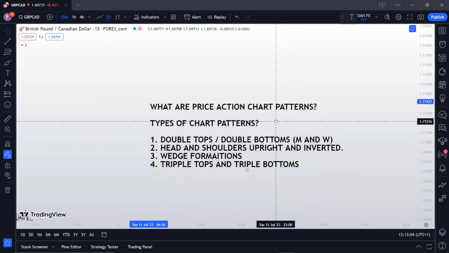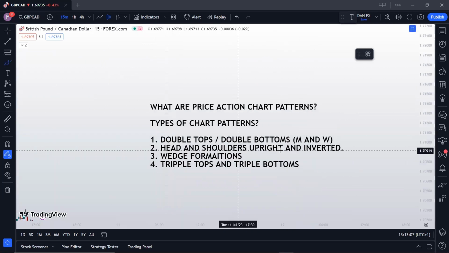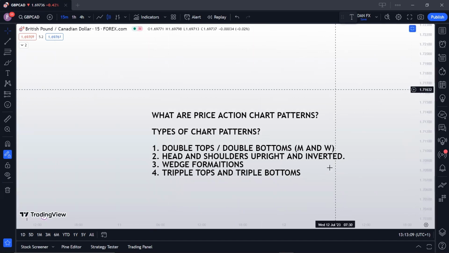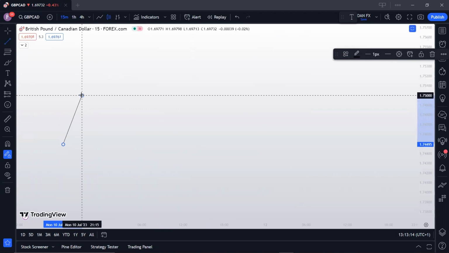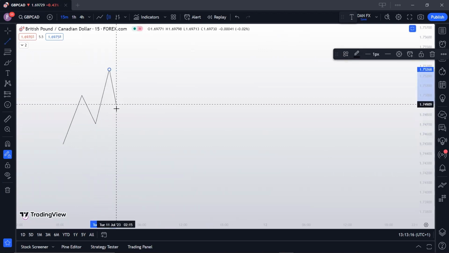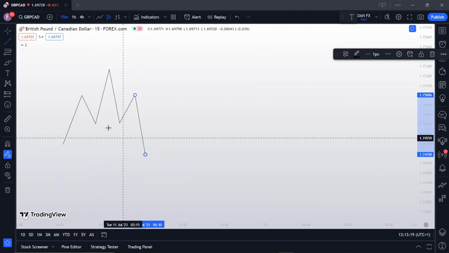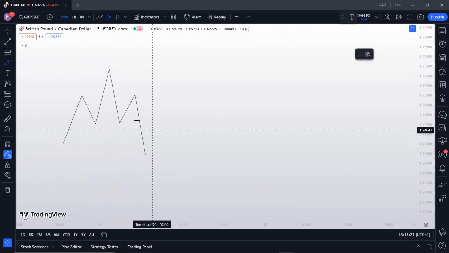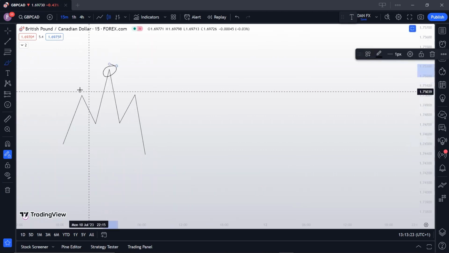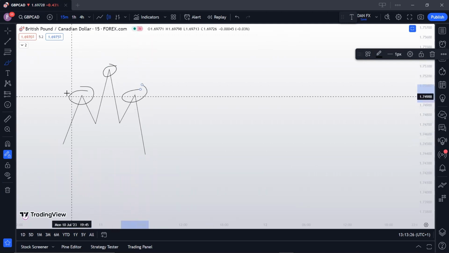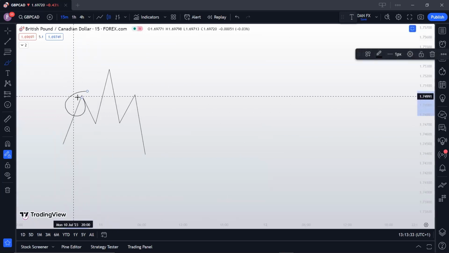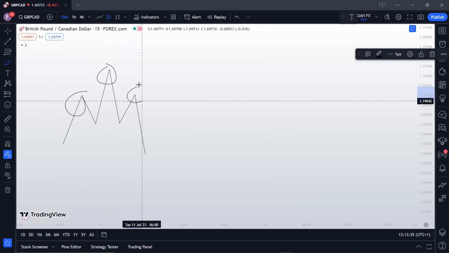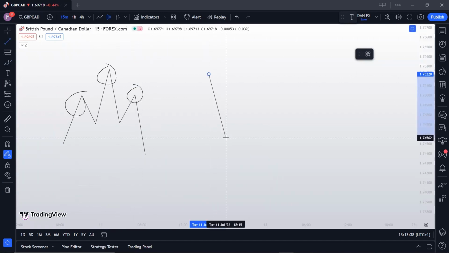So the second one we're going to be going over is the head and shoulders pattern, the upright and the inverted. Now, the head and shoulders pattern is very easy. They call it the head and shoulders pattern because it basically looks like a head and shoulders, right? So imagine this is the person's head, and then this is the person's left shoulder and the person's right shoulder. So that's why they call it the head and shoulders. So this is a shoulder, then you have your head, and then you have your shoulder. Now the inverted one would be like this.